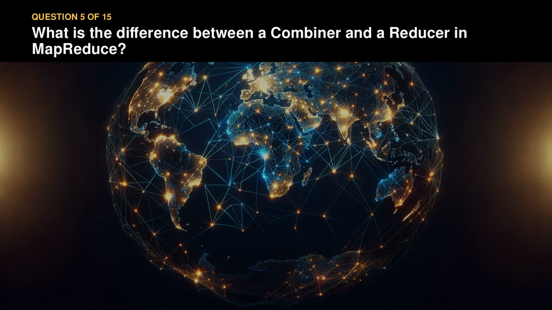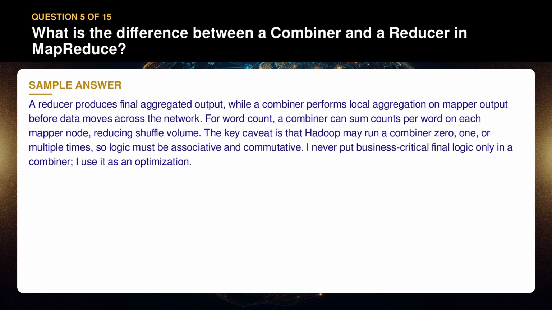Question 5. What is the difference between a combiner and a reducer in MapReduce? A reducer produces final aggregated output, while a combiner performs local aggregation on mapper output before data moves across the network. For word count, a combiner can sum counts per word on each mapper node, reducing shuffle volume.